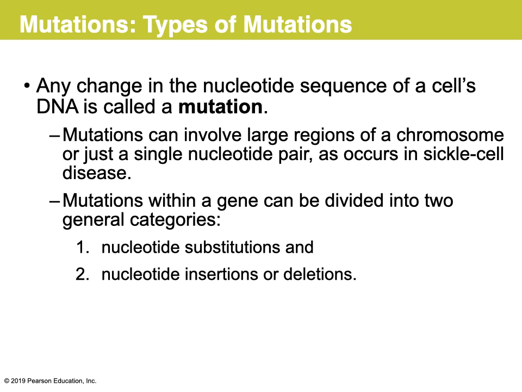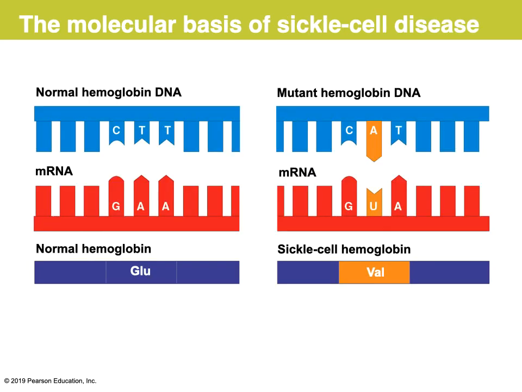Mutations within a gene are divided into two general categories: substitutions and insertions or deletions. So with substitutions, the strand remains the same length. Insertions or deletions means that with inserting, the strand is going to get longer, or with deletions, the strand is going to get shorter. So you can imagine a simple substitution may not be as catastrophic as actually removing or deleting sections.